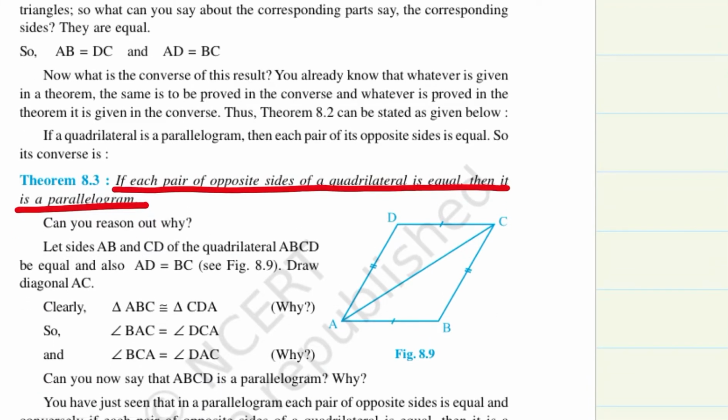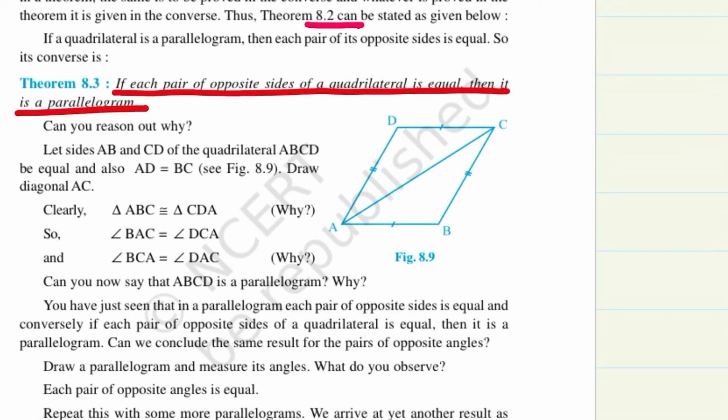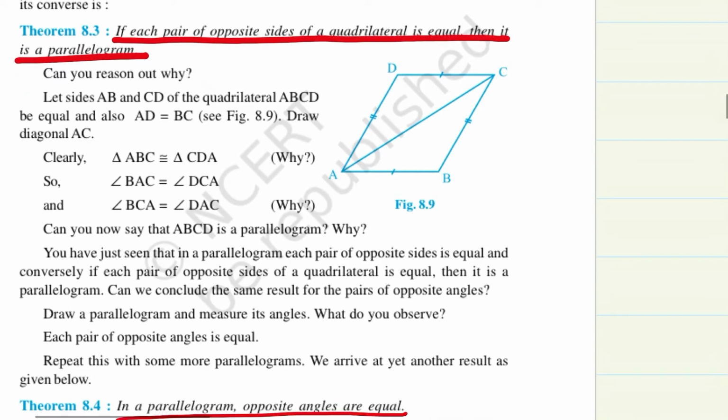Now, what is the converse of this result? You already know that whatever is given in the theorem, the same is to be proved in the converse, and whatever is proved in the theorem is to be given in the converse. Theorem 8.2 states that if a quadrilateral is a parallelogram, then each pair of its opposite sides is equal. So is the converse. Means, if each pair of opposite sides of a quadrilateral is equal, then it is a parallelogram. Can we prove this?